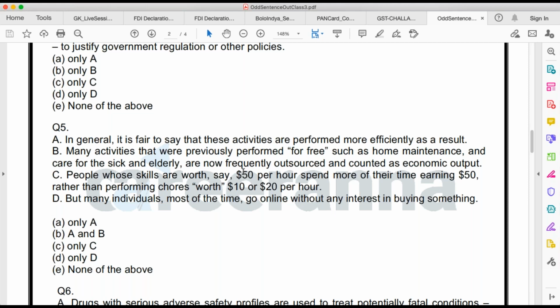My answer for this particular question is sentence number D, the odd sentence out. Is it clear? Saloni, you marked C. Is it clear to you? Supriya, you marked C. Is it clear to you? Soumya? Perfect. My answer to question number 5 is option number D, sentence number D.